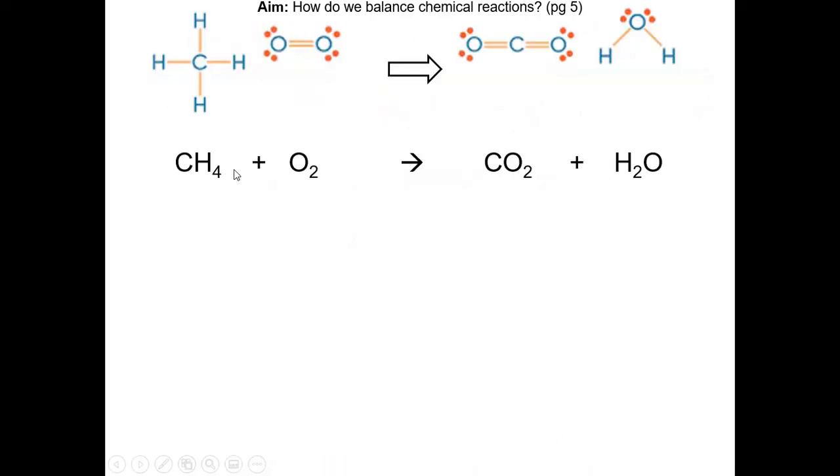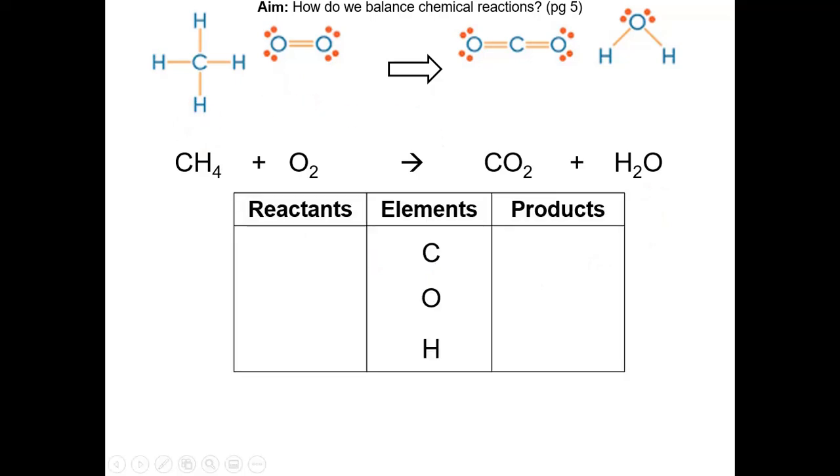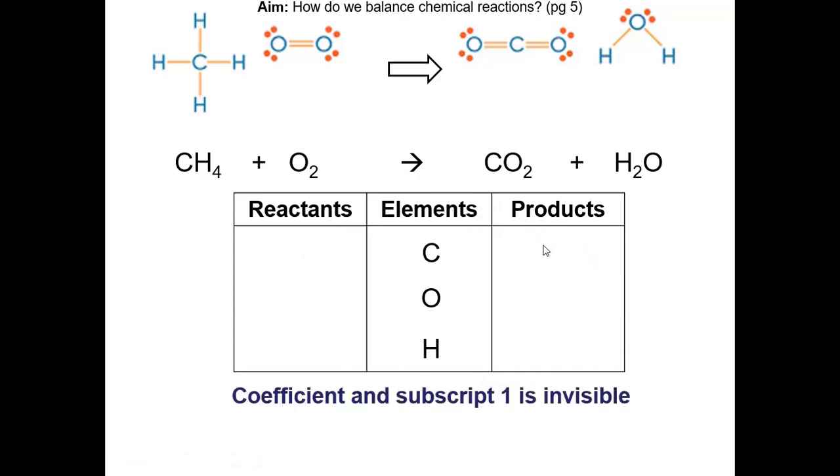Let's do another example. Here we have CH4 plus O2 gives us CO2 plus water. So I'll draw the Lewis dot diagrams on top. We are going to first check if the equation is balanced. So I set up a table. Keep in mind, the coefficient and subscript 1 is invisible. So here we only have 1 CH4 molecule. And here's only 1 oxygen in water.